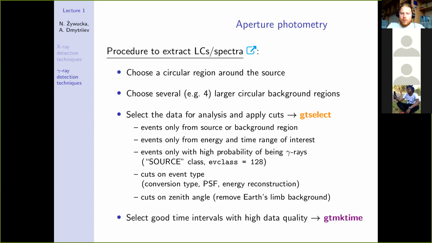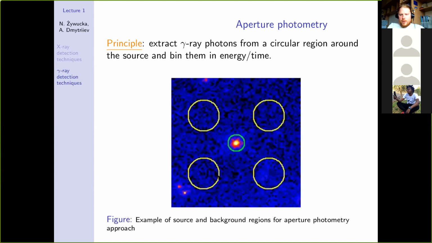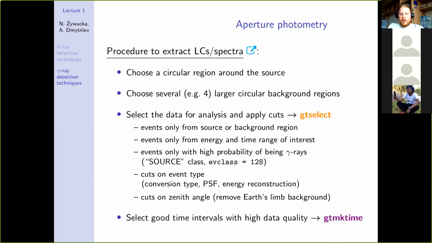You also need to cut on the zenith angle, to remove the earth limb background, because it's a source of background gamma rays. Next, when you have selected all the events from regions in a certain time range, energy range, and so on, and you have selected good events, you have to select intervals where you had good data quality, the so-called good time intervals.